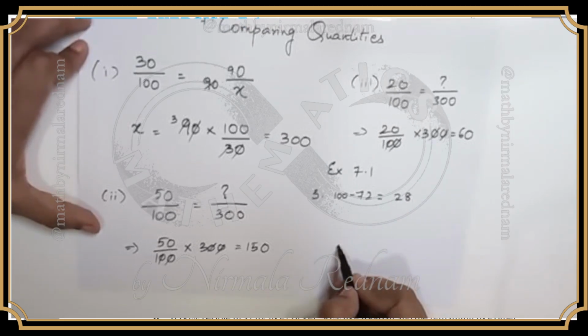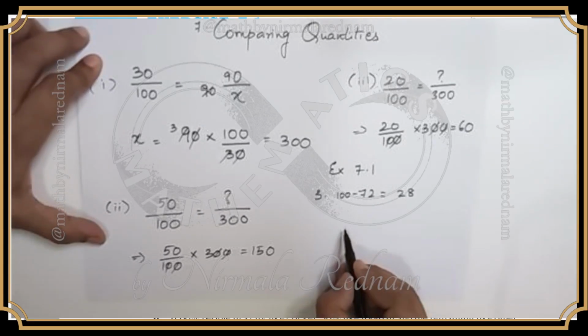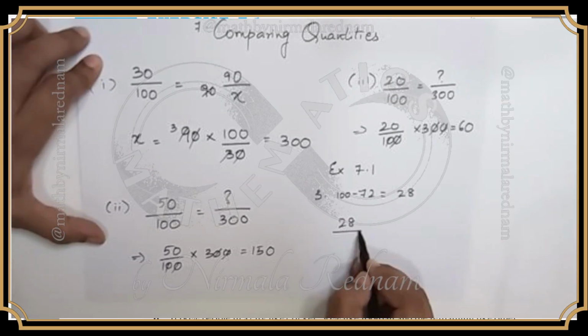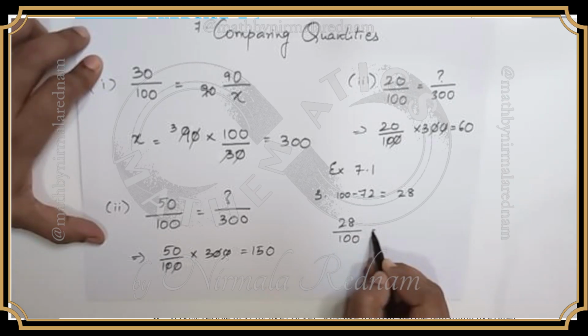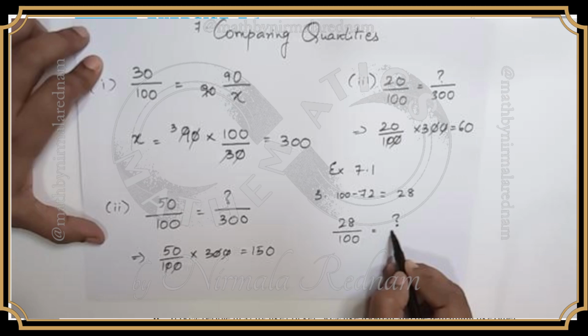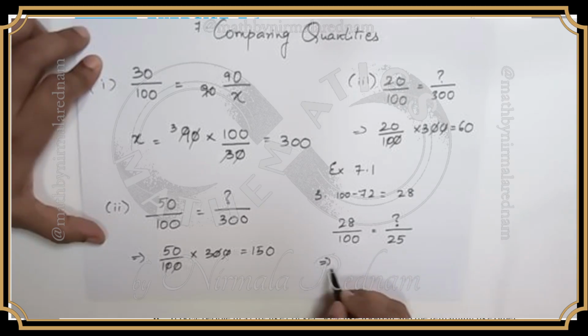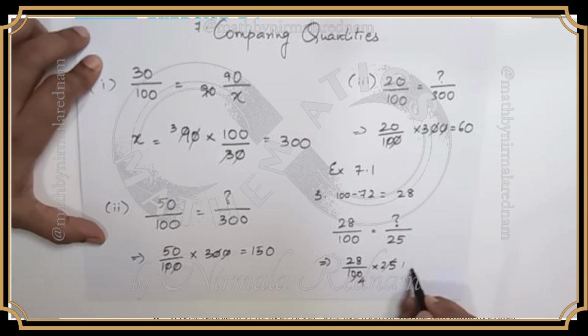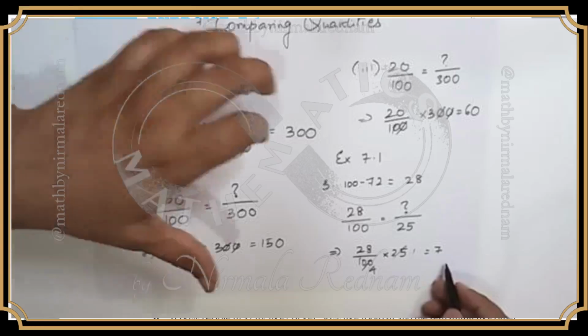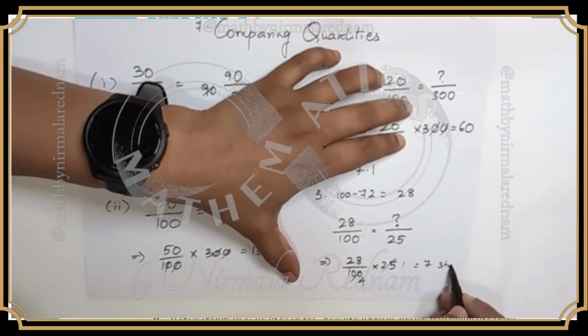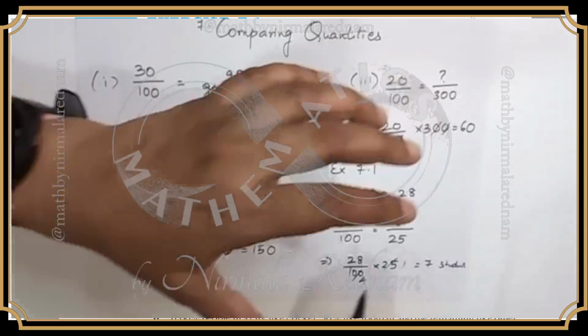So, again, I'm going to write our ratio here. I have 28 out of 100 not interested, right? And that means how many out of, what is the total given to us? 25, right? So that means my answer is going to be 28 by 100 into 25, right? So that is nothing but 7 students. So 7 students are not interested in maths.